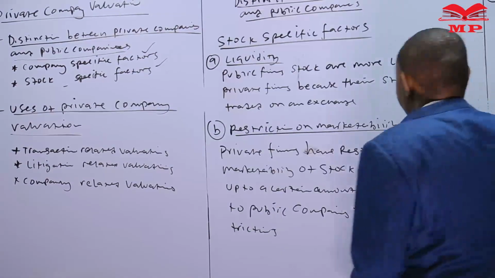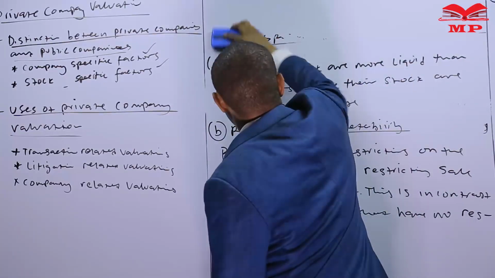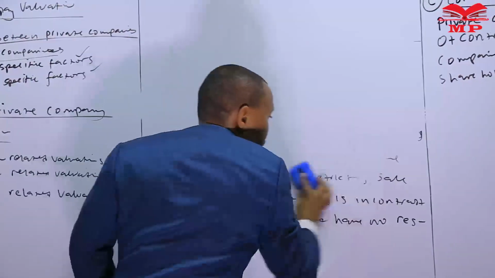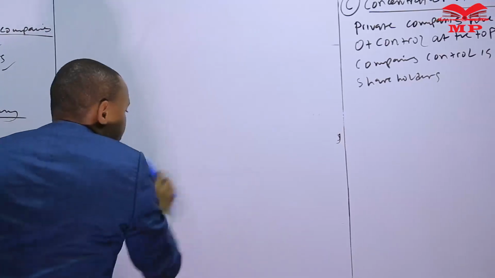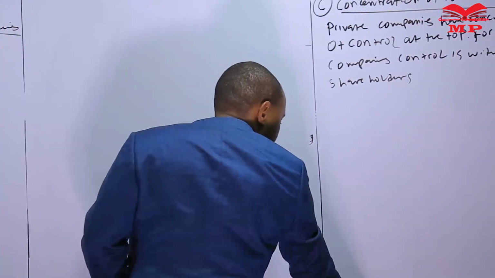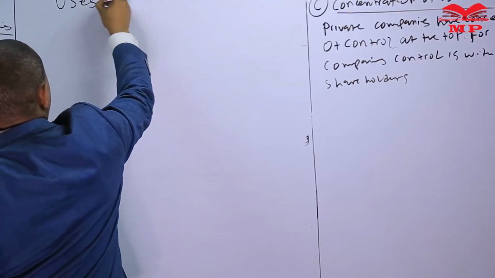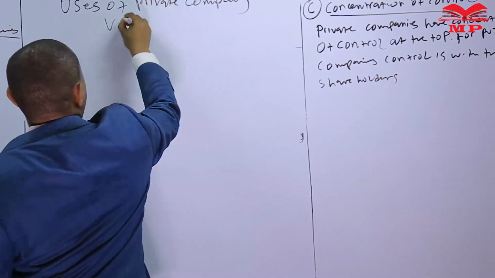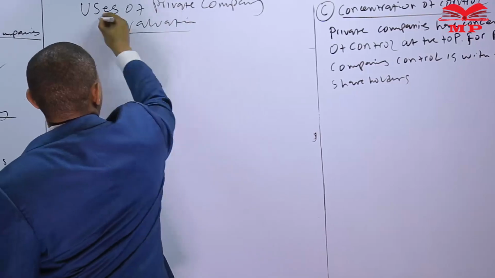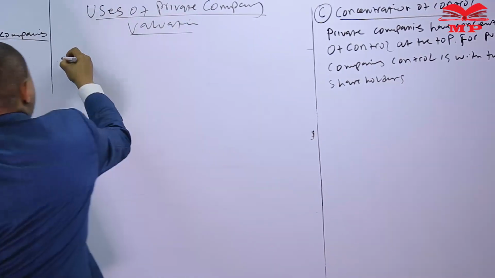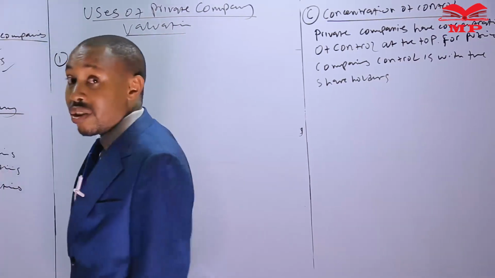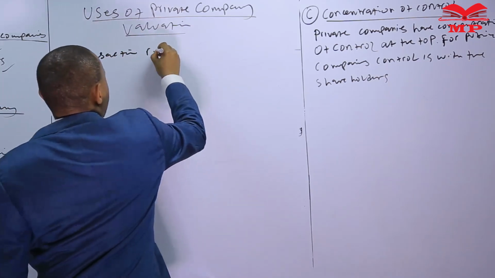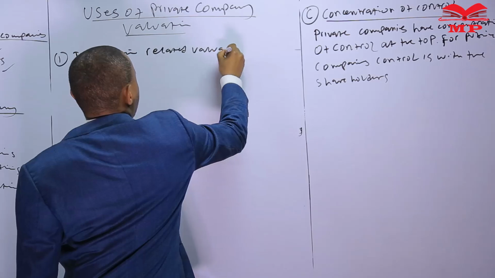So we start off. We look at the uses of private company valuation. The first use, we had mentioned here, is transaction-related valuation. So let's look at transaction-related valuations.